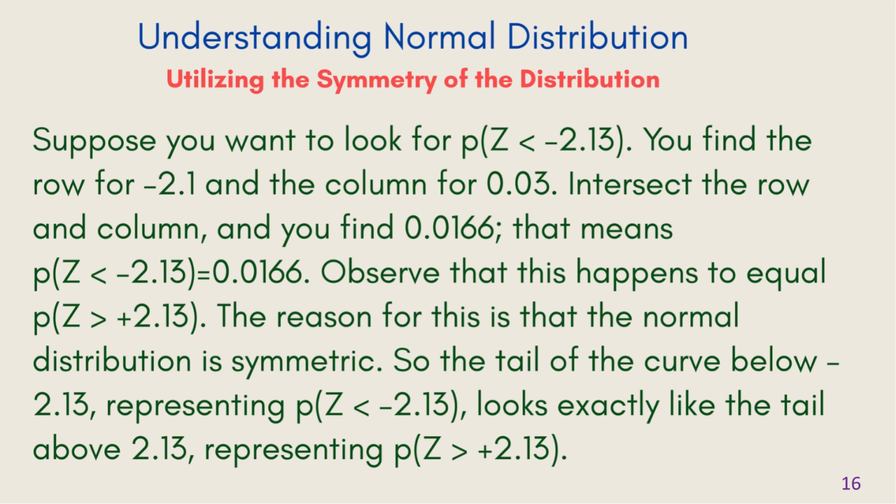Here, we utilize the symmetry of the normal distribution to find probabilities. By examining the relationship between z-scores, we can determine that the probabilities for P(Z ≤ -2.13) and P(Z ≥ 2.13) are equal. This symmetry is a fundamental property of the normal distribution, making it easier to interpret and analyze data.